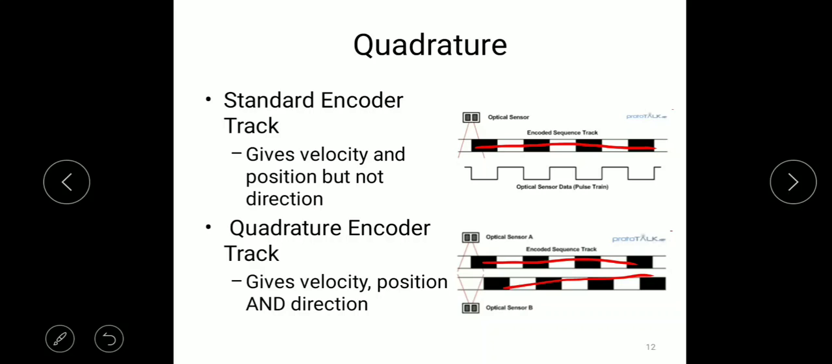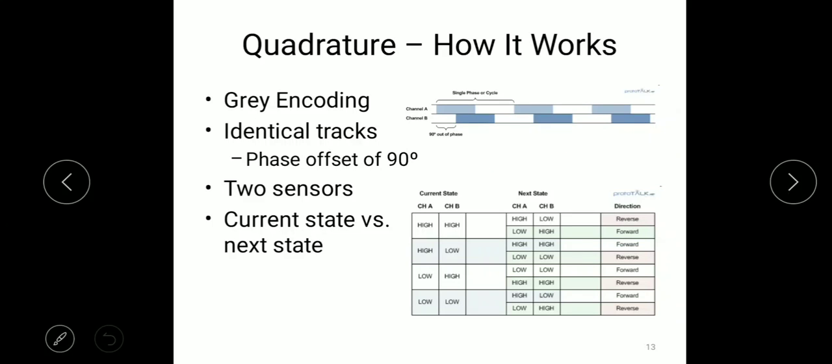So it requires two sensors to sense the position of the two codes. Based upon the two codes, the direction can be measured. So we can measure the velocity, position, as well as the direction.